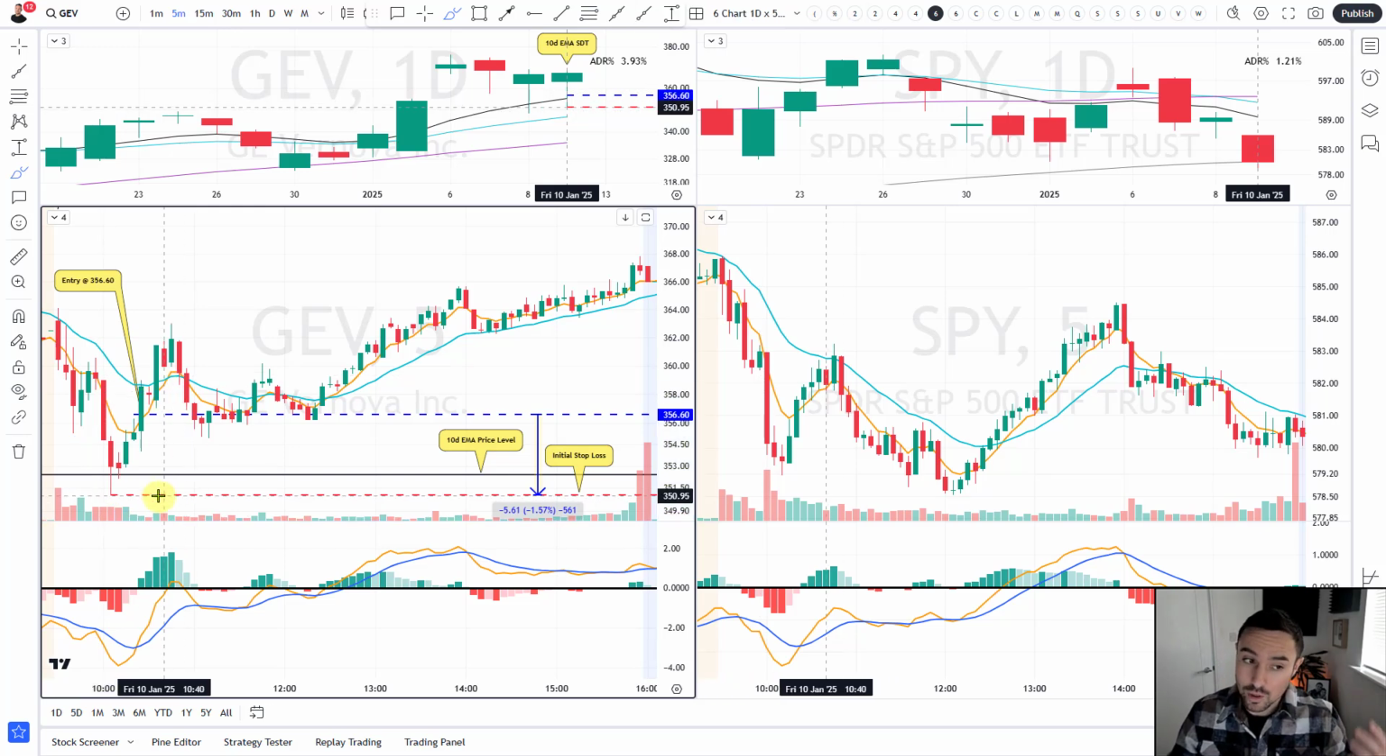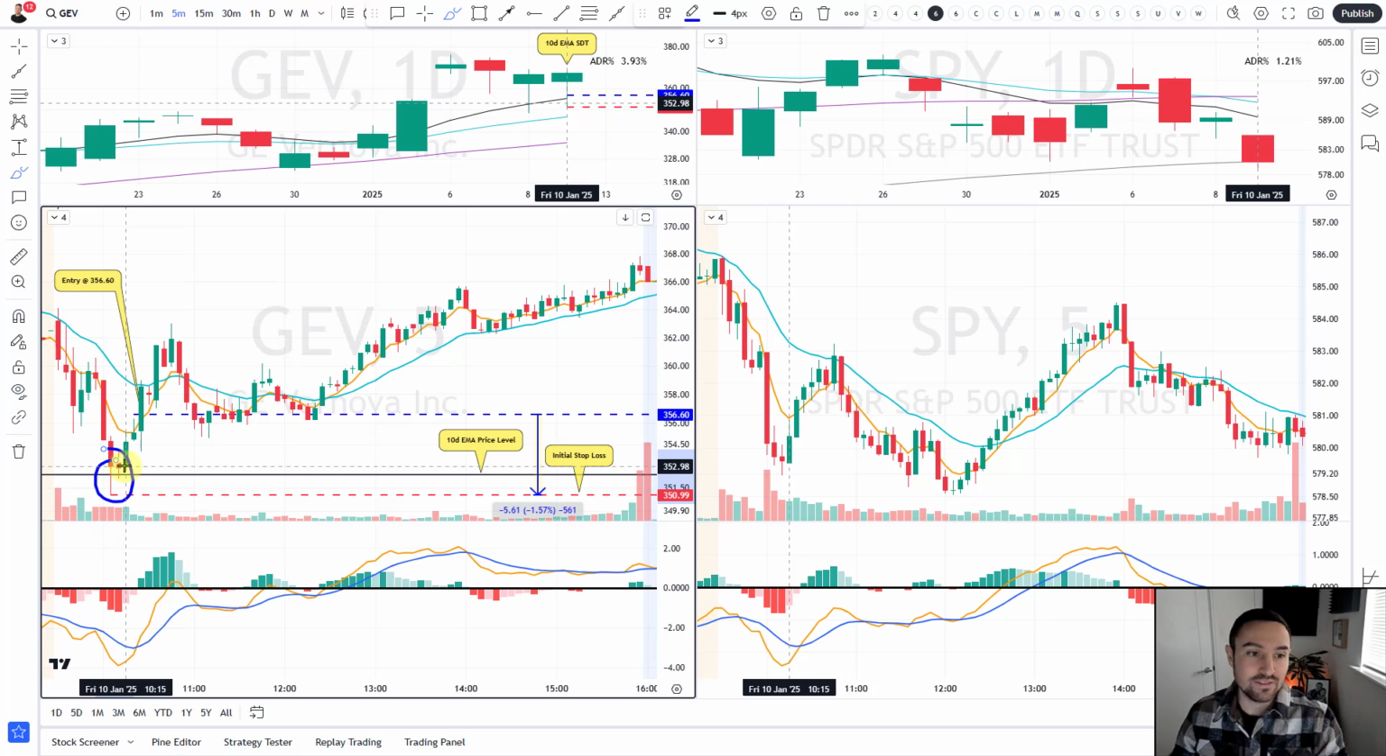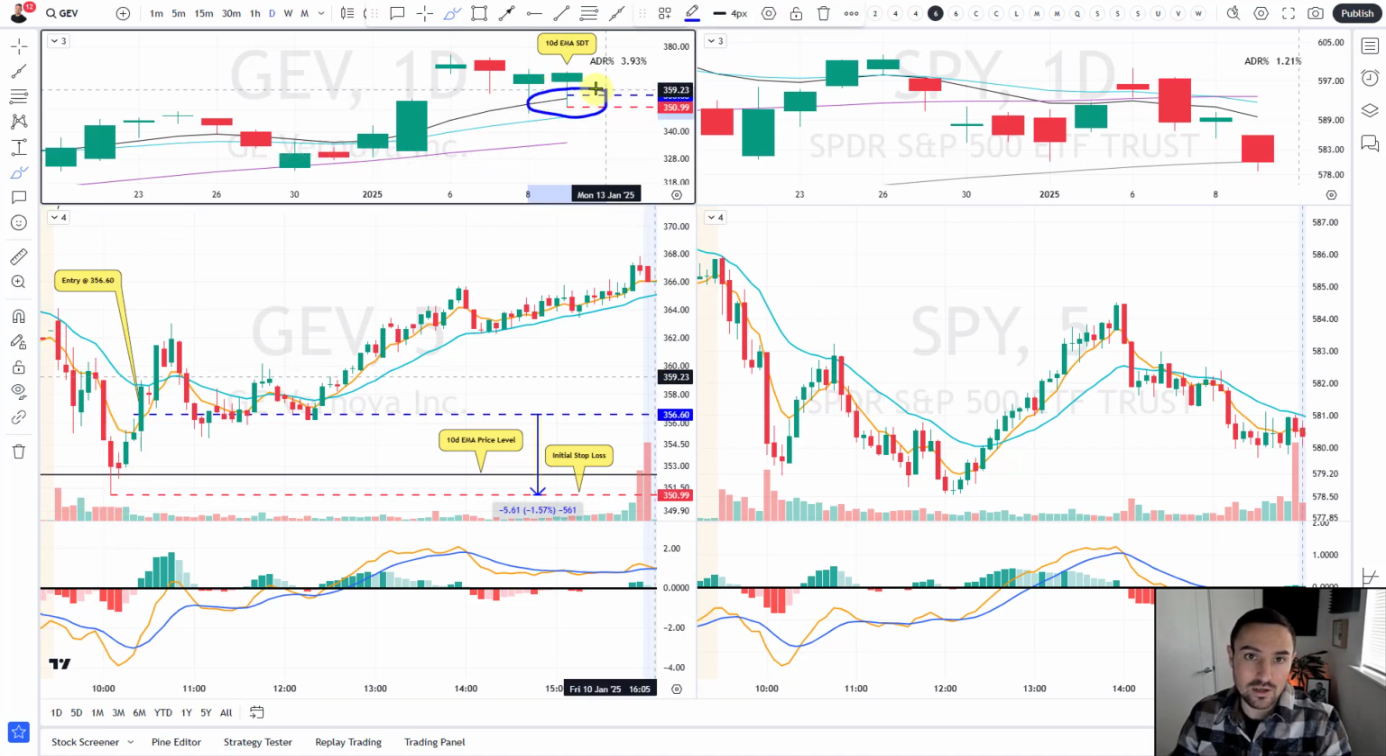Initial stop loss for me is the low of the day by a single cent. That's going to be at 350.99, underneath the low of this shakeout demand tail. If you've seen the blueprint video, you'll be familiar with shakeout demand tails. So it moves down, shakeout underneath the 10-day EMA. My entry is there. My initial stop loss placement is here. And then you can see what that looks like on the daily chart.